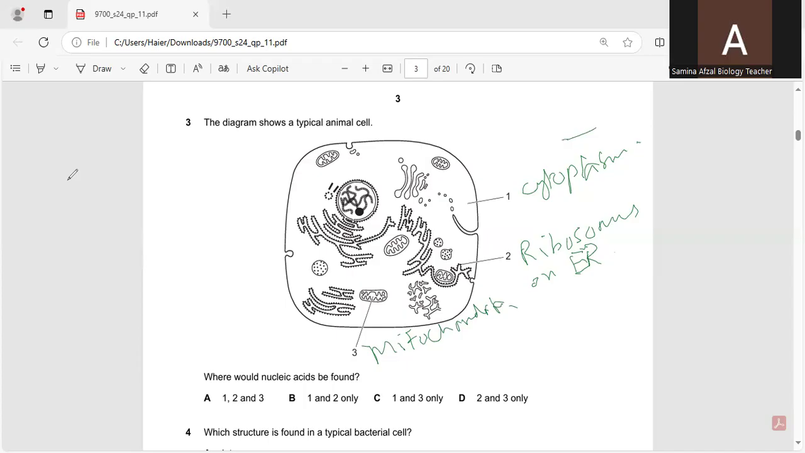As you know, the nucleic acid is present in the form of chromosomes, and in case of protein synthesis, the messenger RNA comes out of the nucleus and goes into the cytoplasm onto the ribosomes, and their translation takes place. And in this way, mitochondria provide the energy, and mitochondria also have nucleic acid inside. So I would like to say A is the correct option.